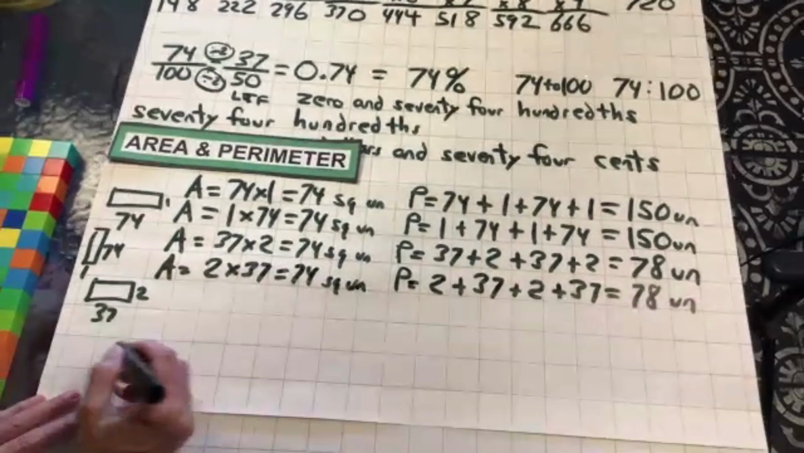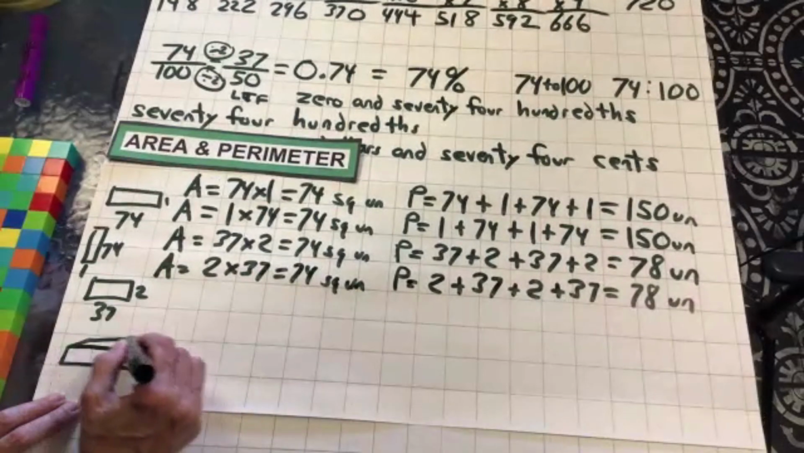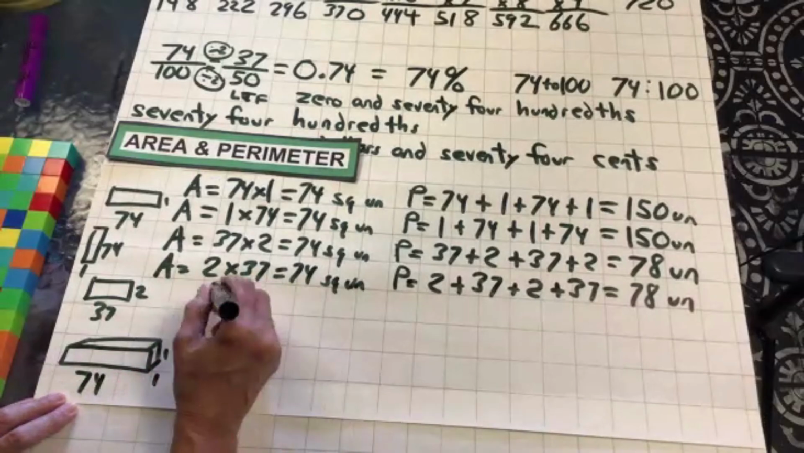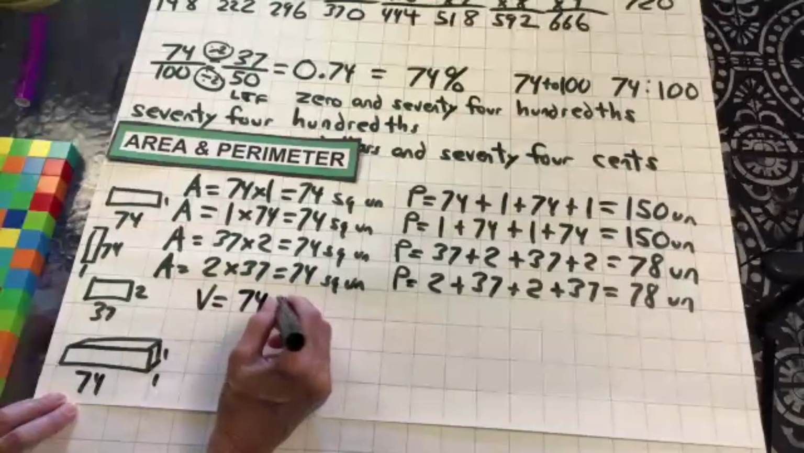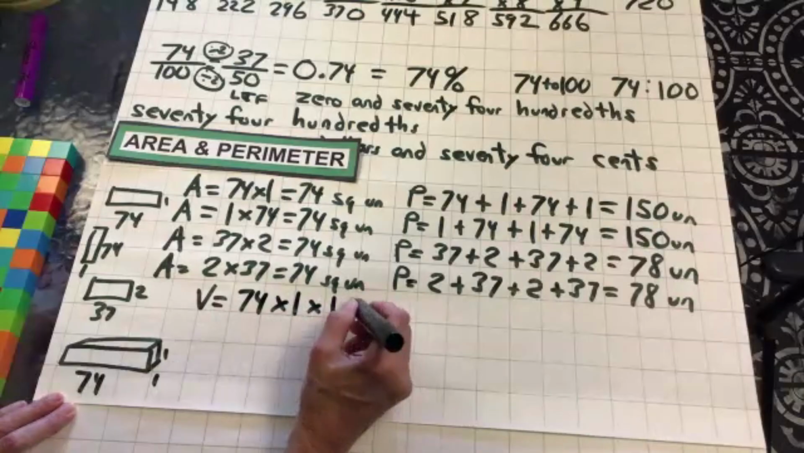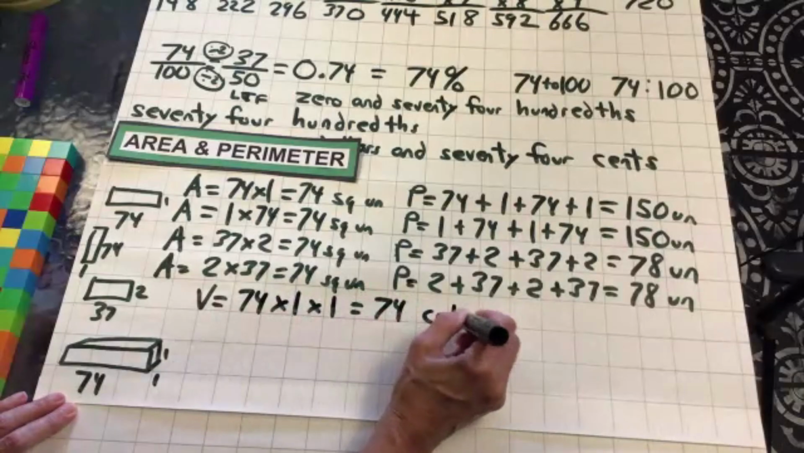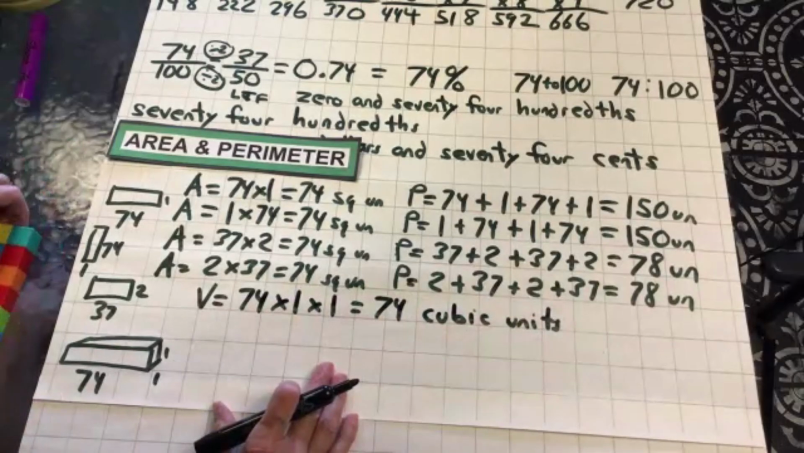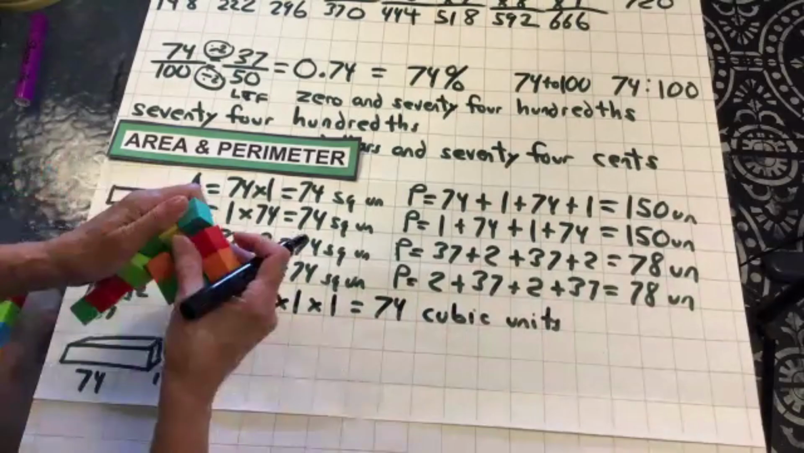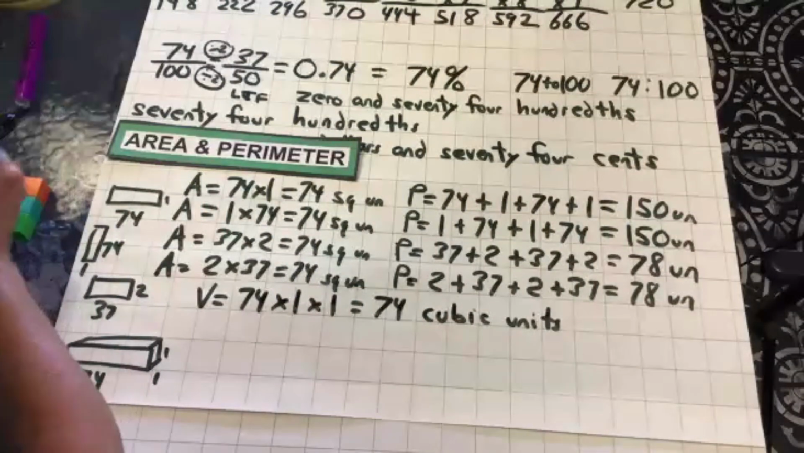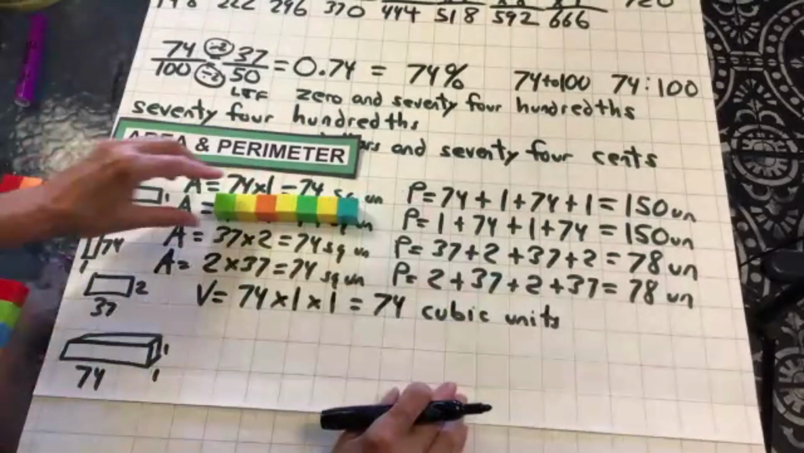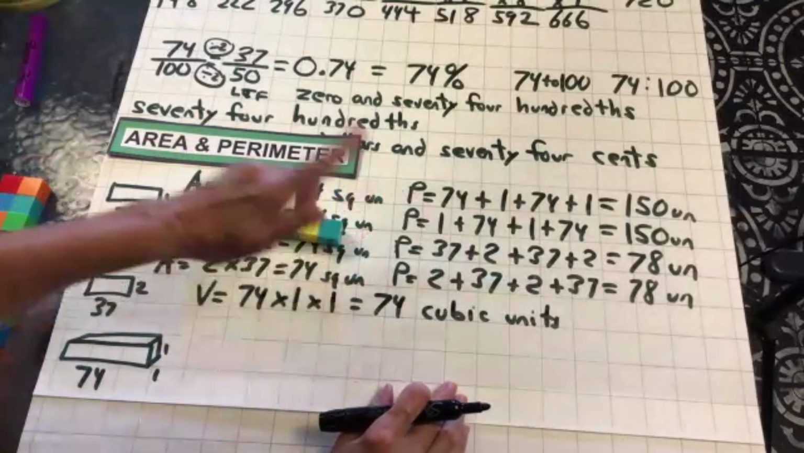And let's move on to volume. So our first volume, I'll draw 74 by 1 by 1. So this would equal 74 wide by 1 deep by 1 tall equals 74 cubic units. So again, I'm going to represent it with this grid. So this would be representing the same rectangular prism. So there it is, 74 by 1 by 1.